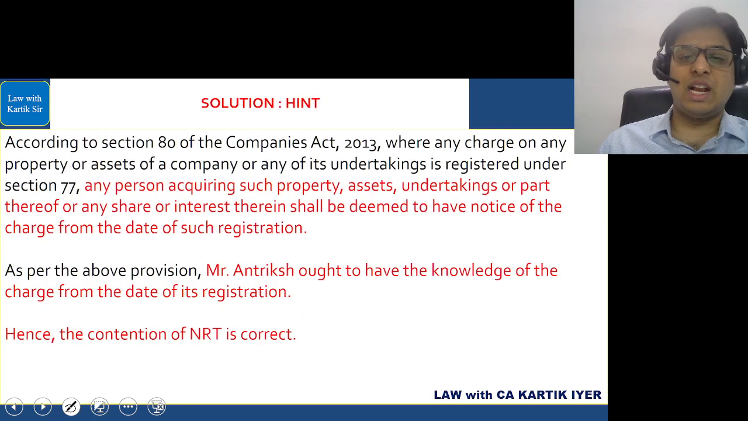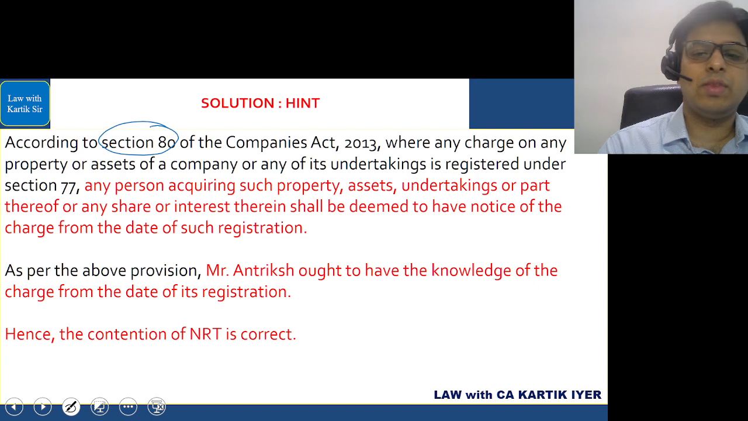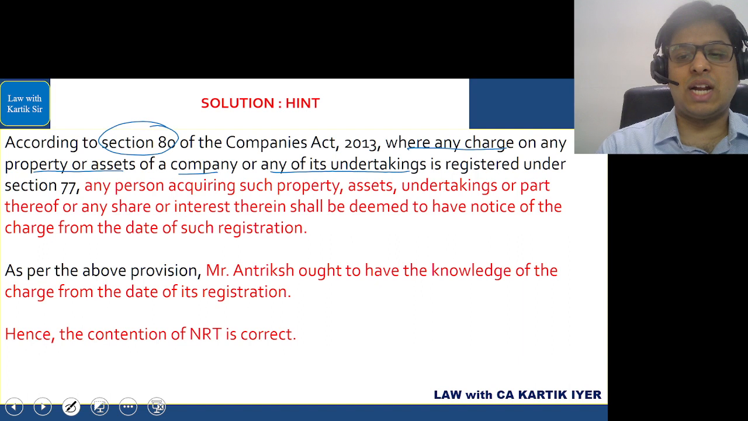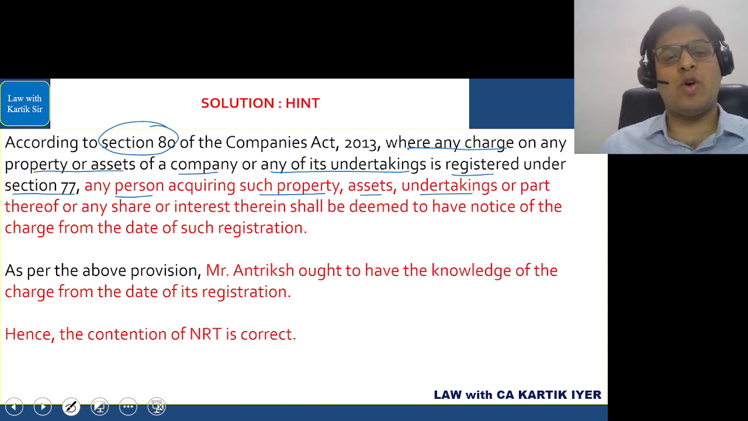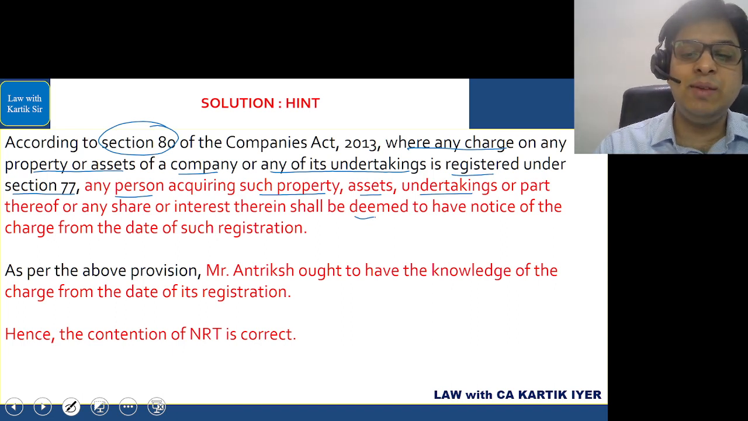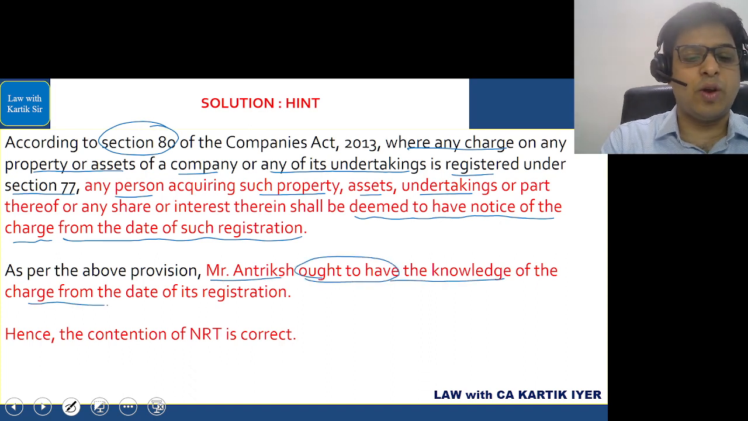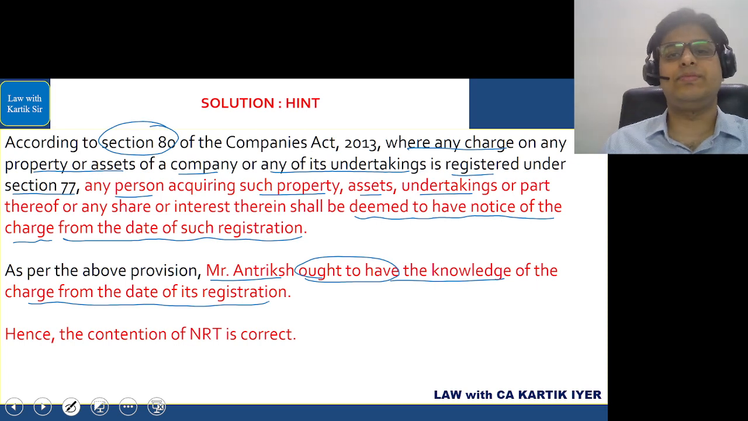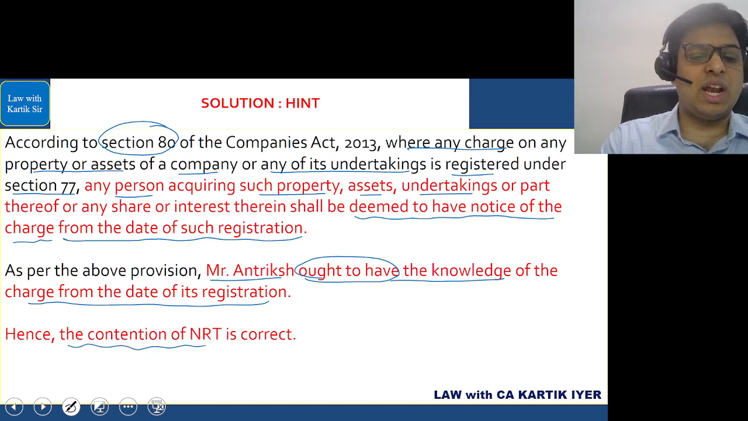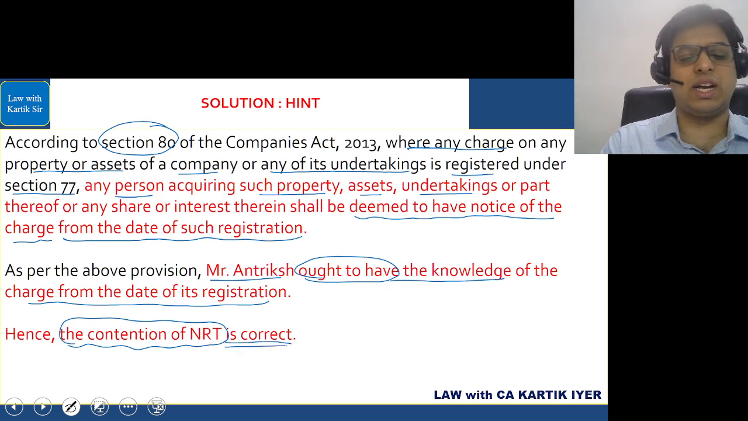The answer is yes, NRT Limited is correct, because of section number 80. Where any charge on the property or asset of a company or any of its undertakings is registered under section 77, any person acquiring such property, asset, undertaking, or part thereof, or any share or interest therein, shall be deemed to have notice of the charge from the date of such registration. As per the above provision, Mr. Antariksh ought to have had knowledge of the charge from the date of registration. Comfortable? Hence, the contention of NRT is correct.